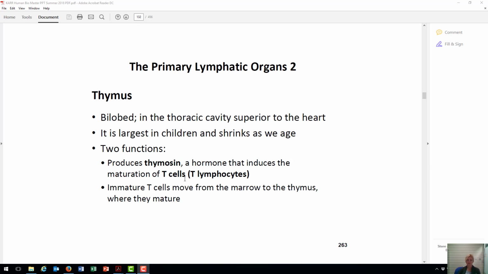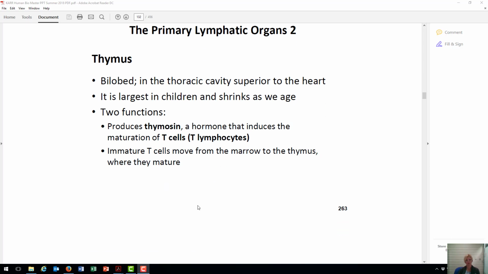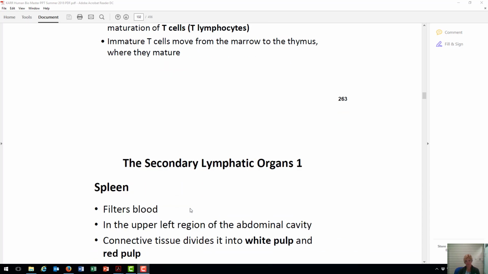So these T cells mature in the thymus. That's where they start to recognize self from non-self. So T cells are activated against non-self or foreign cells and proteins and whatever foreign materials come into the body. The job of T cells is to activate the immune response. So it's very important they are able to recognize self from non-self.